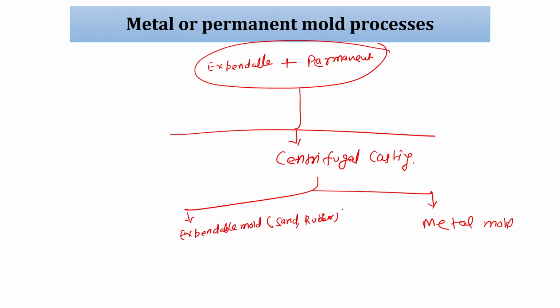You can use centrifugal casting where the mold can be expandable or permanent. In permanent, a metallic mold obviously, which is used to make pipes, hollow pipes, and in expandable mold, sand and rubber can be used as your mold material.